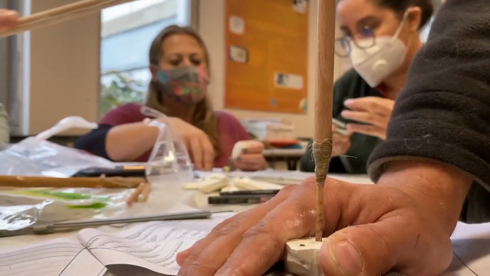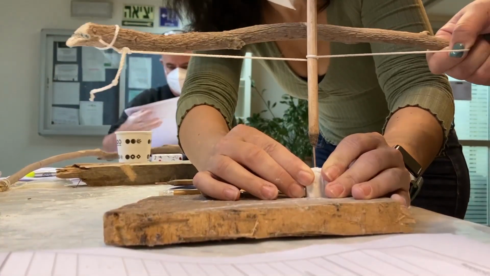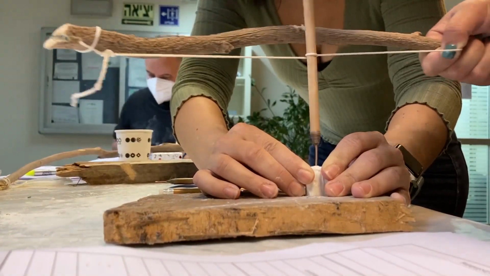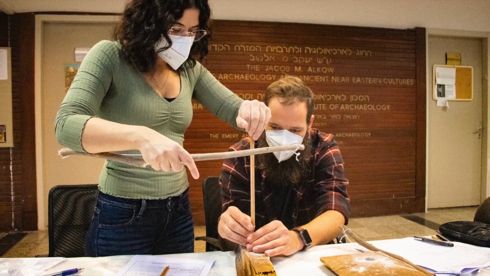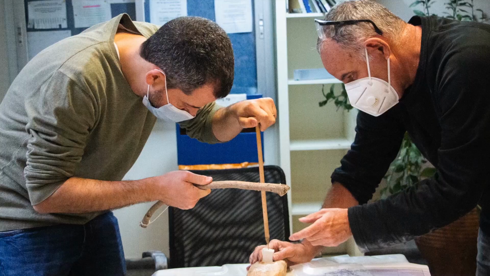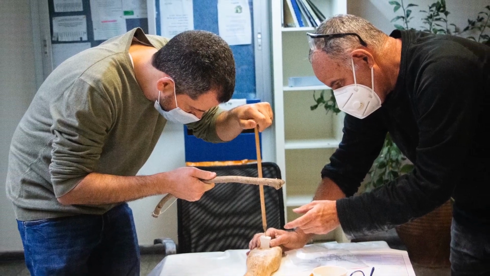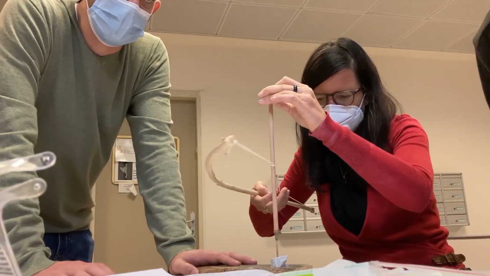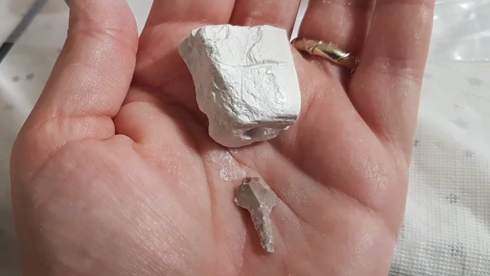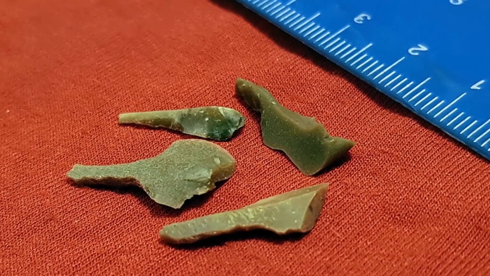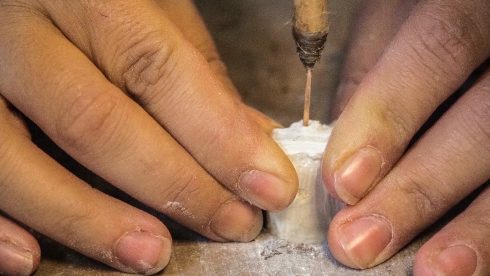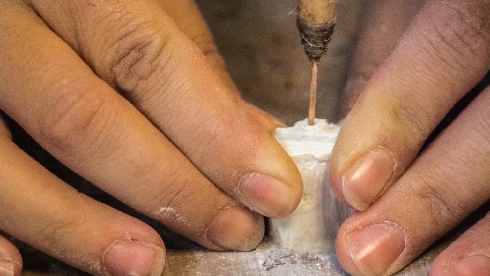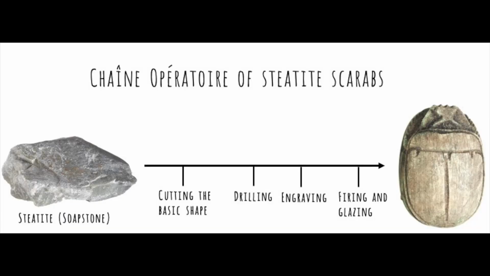The experiment showed that drilling in steatite is a crucial and complicated phase, with a high risk of breaking the seal. Therefore, it is likely that this phase was executed as early as possible and by experts. Moreover, drilling with a bow requires preparation, a mark which was executed with a flint borer. In our view, the most efficient material for drilling in steatite is bronze. The experiment provides a basic confirmation of the reconstructed chaîne opératoire.